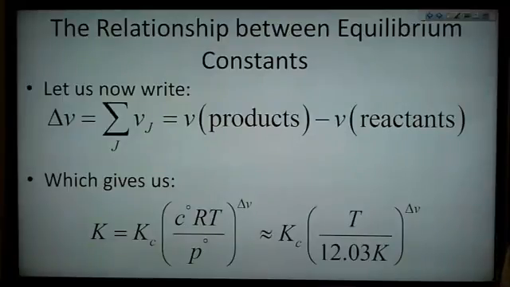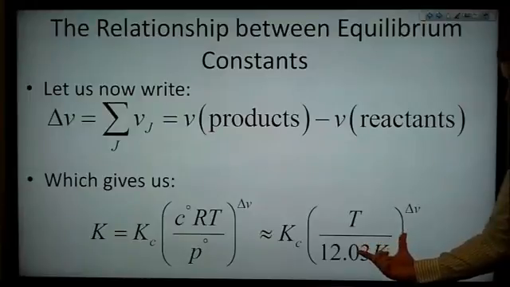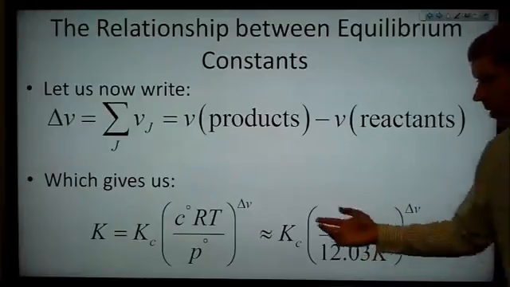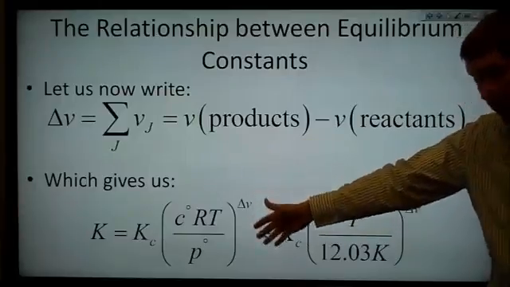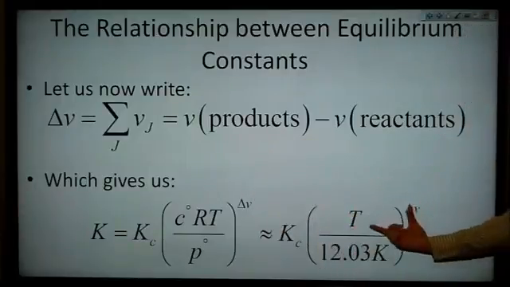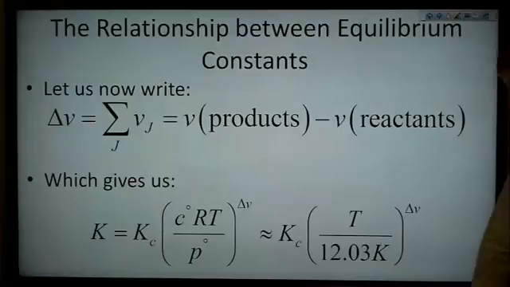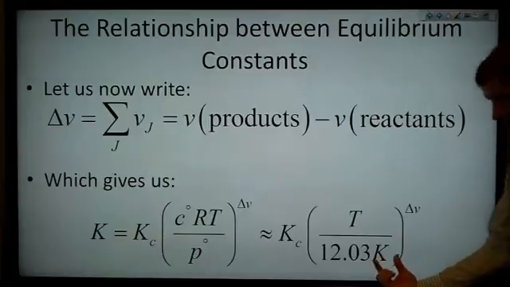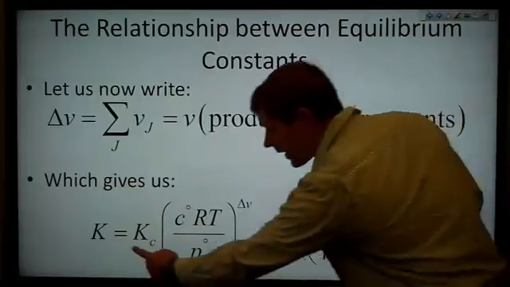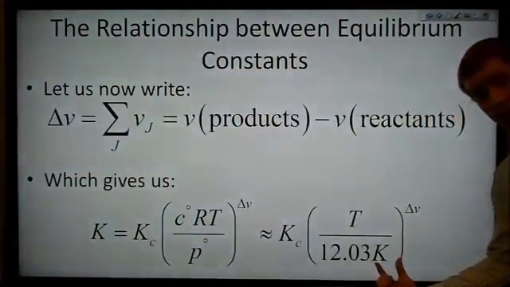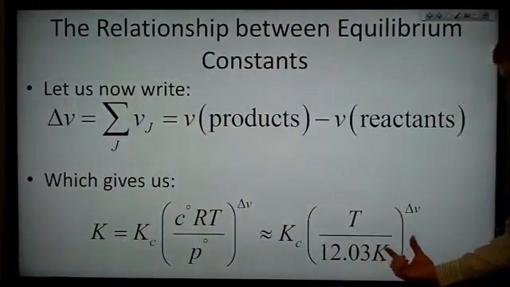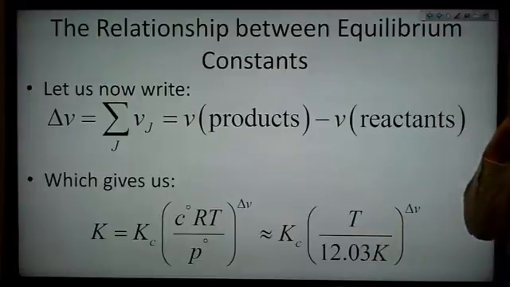stoichiometrically at least, and now we've combined together the R and c naught and P naught terms to give us temperature over 12.03 K. Note that this K is not the K there, right? This is an equilibrium constant K, and this K here is a unit Kelvin. So that's just there to get rid of the Kelvin units that we'll plug in for our temperature.